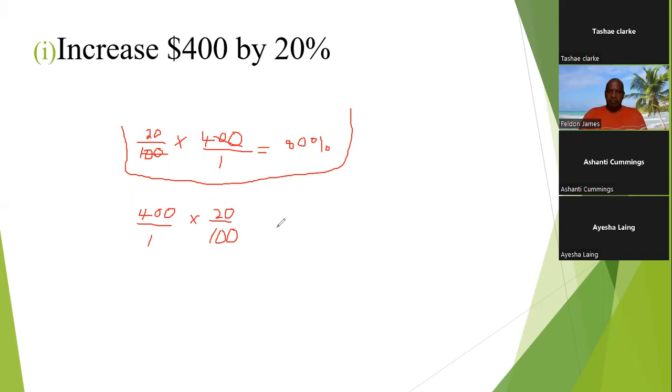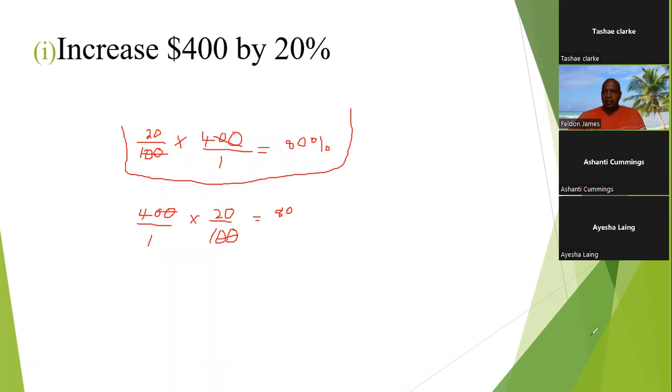Mm-hmm. So now you can cancel out the zeros with zeros for the 100 and the 400. What do you get? 4 times 20 is 80. What's the unit? You're not sure? Not finished yet, sir. Oh, you're not finished yet? So that's the answer? That's the answer or no? No, sir, I'm going to continue, because it says increase $400 by 20%. Finish your question. Make sure your question is finished.